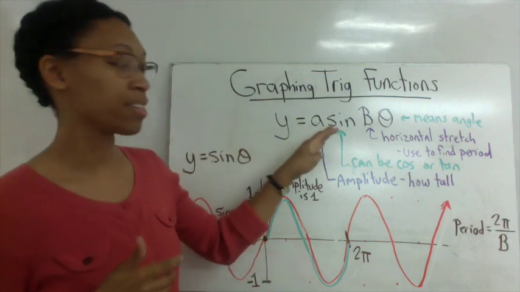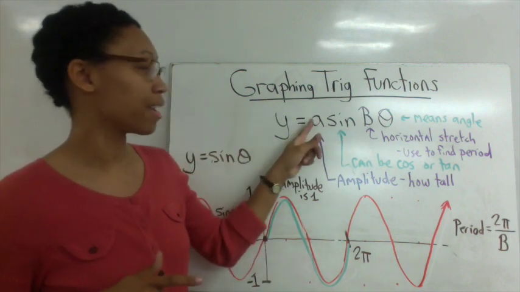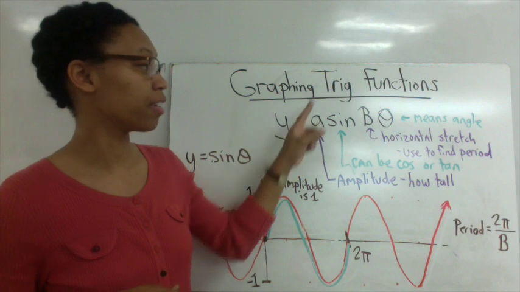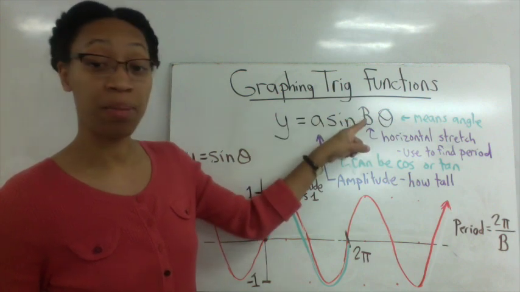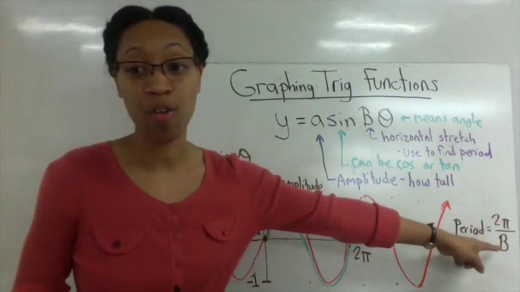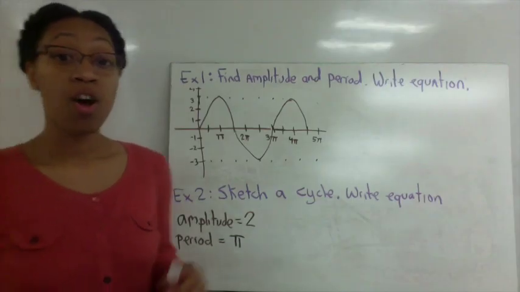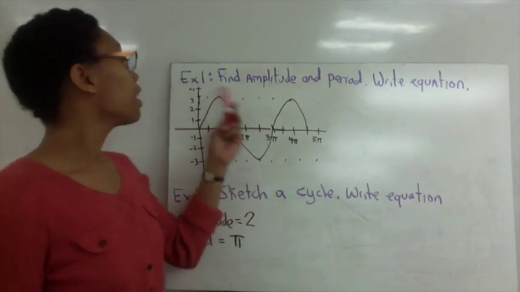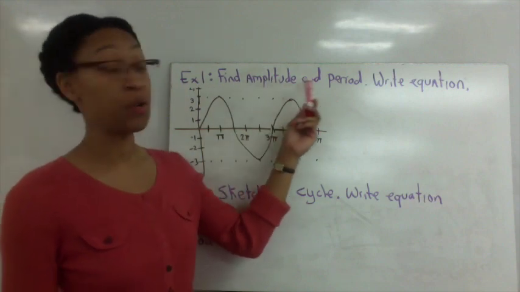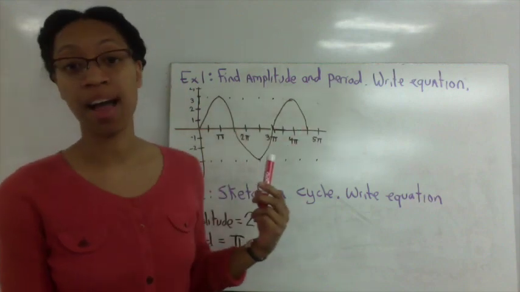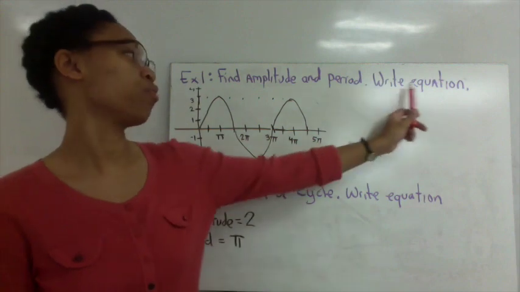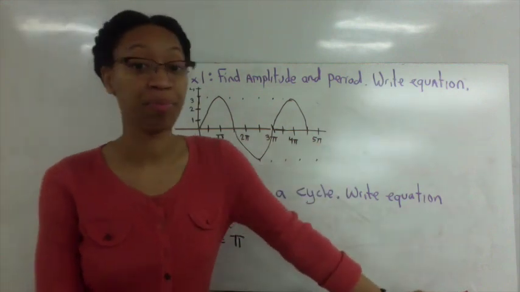So when you look at this, I want you to be able to say, oh, I can see the period is the number out front. I can take whatever b is and do 2 pi over b to find the period. Let's do an example. Okay, in this example, let's see if we can find the amplitude and the period from looking at this graph. And then let's see if we can write an equation for this function.